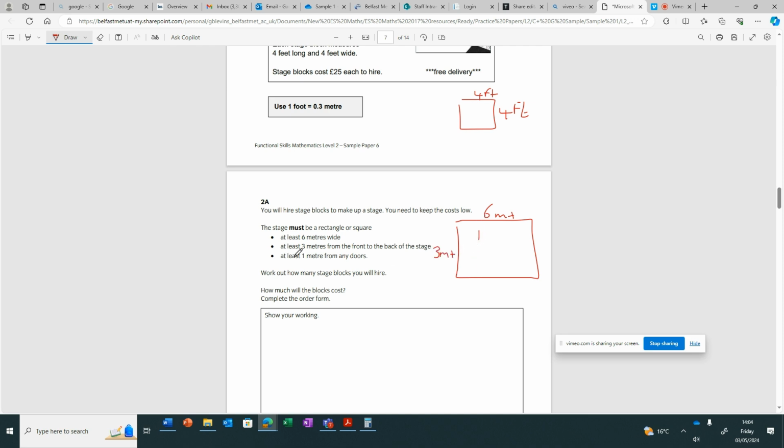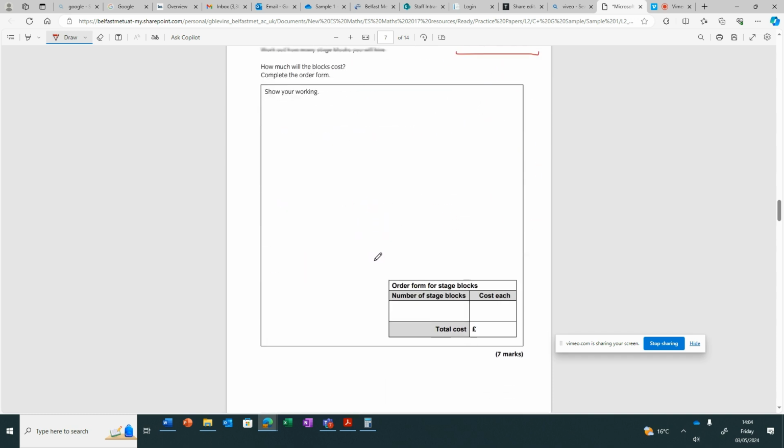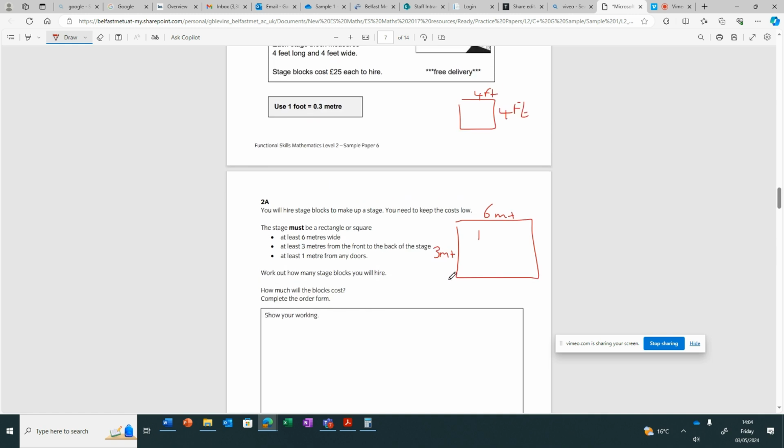How much will the blocks cost? Complete the order form. Well, we will have to work out how many blocks we put together to make this shape. And the only problem we have here is our shape is in feet, so it is, and this is in meters.